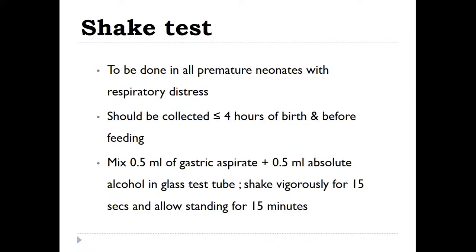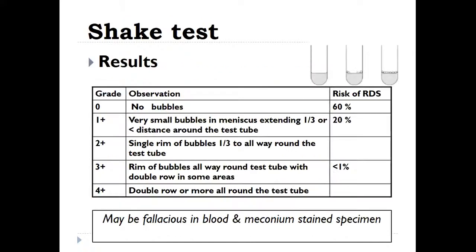Previously, we used to do a shake test on all the premature babies within the first 4 hours, before feeding. We used to take 0.5 ml of the gastric aspirate and mix it with 0.5 ml of absolute alcohol in a glass tube. We shake it for 15 seconds and allow it to stand for 15 minutes. Based upon the bubbles, we used to grade the RDS.